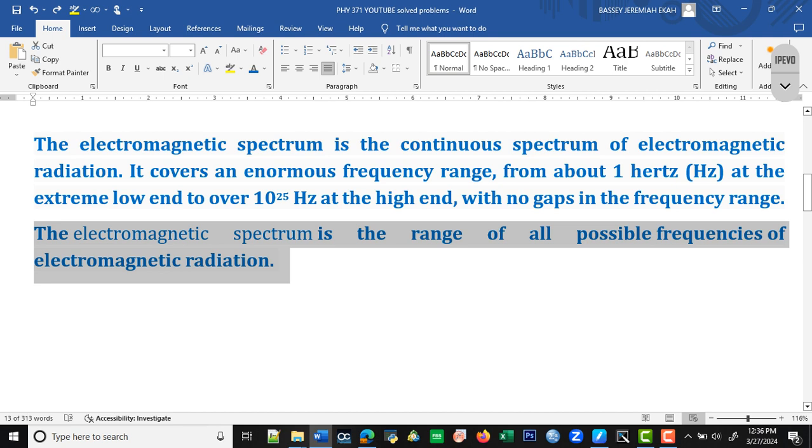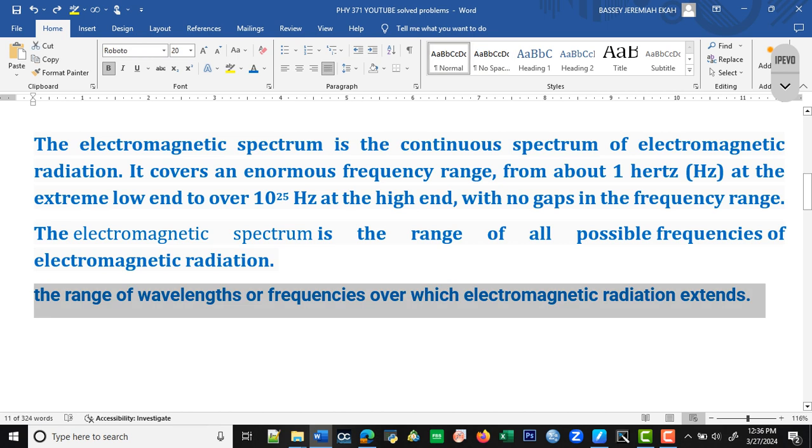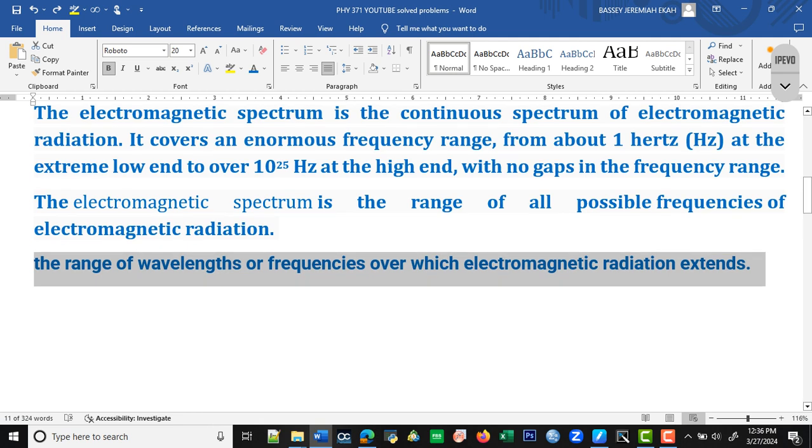We can also define it this way: the electromagnetic spectrum is the range of all possible frequencies of electromagnetic radiation. Another way we can define the electromagnetic spectrum, the third definition here, is the range of wavelengths or frequencies over which electromagnetic radiation extends. So whichever one you are comfortable with, you can define it that way.